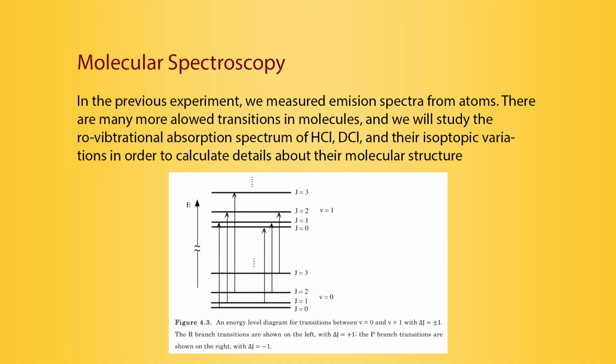In the previous experiment, we measured emission spectra from atoms. There are many more allowed transitions in molecules, and we will study the rovibrational absorption spectrum of HCl, DCl, and their isotopic variations in order to calculate details about their molecular structure.